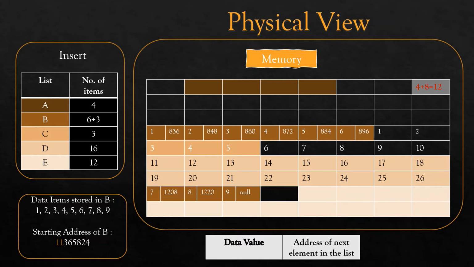So the second element stores the data value 2 and the address of 3, which is 848. The third element stores the address of the fourth element. The fourth element stores the address of the fifth element. The fifth element, the address of the sixth element. The sixth element, that of the seventh element. The seventh element, the address of the eighth element. And the eighth element, the address of the ninth element. The ninth element is the last element in the list, and so we explicitly say that it does not point to any other memory location by substituting the value null in the place of the address.